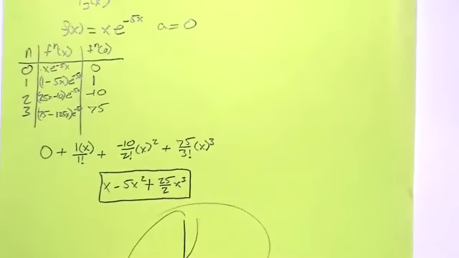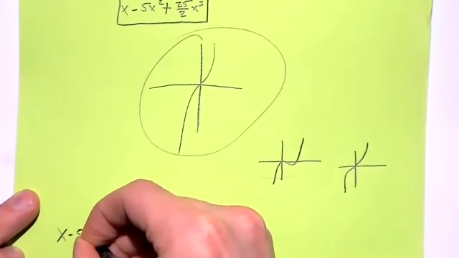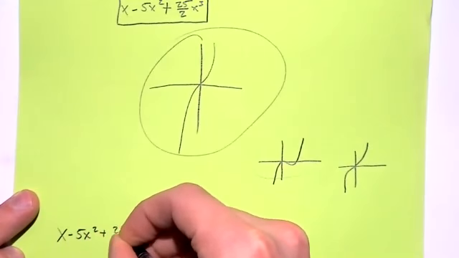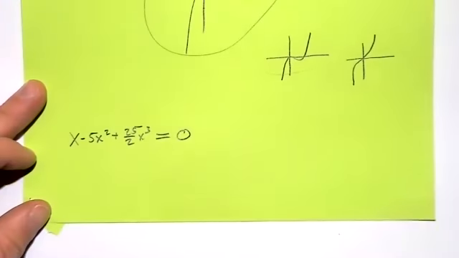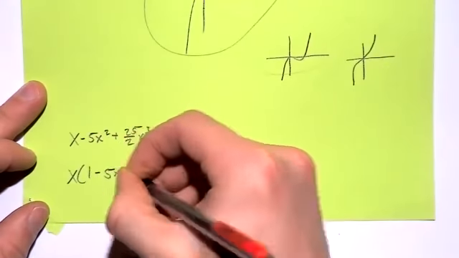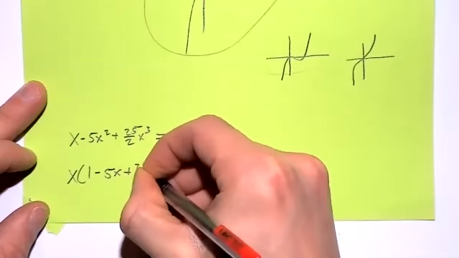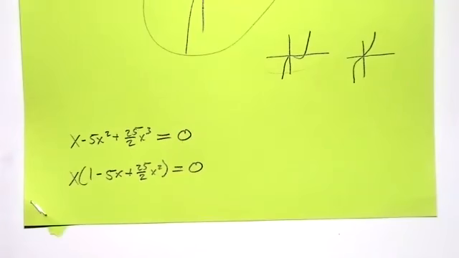So what I would do then is take this function above and write it below: x minus 5x squared plus 25 over 2x cubed. Set it equal to 0. There we go. Factor out an x. We'll have x times 1 minus 5x plus 25 over 2x squared equals 0.